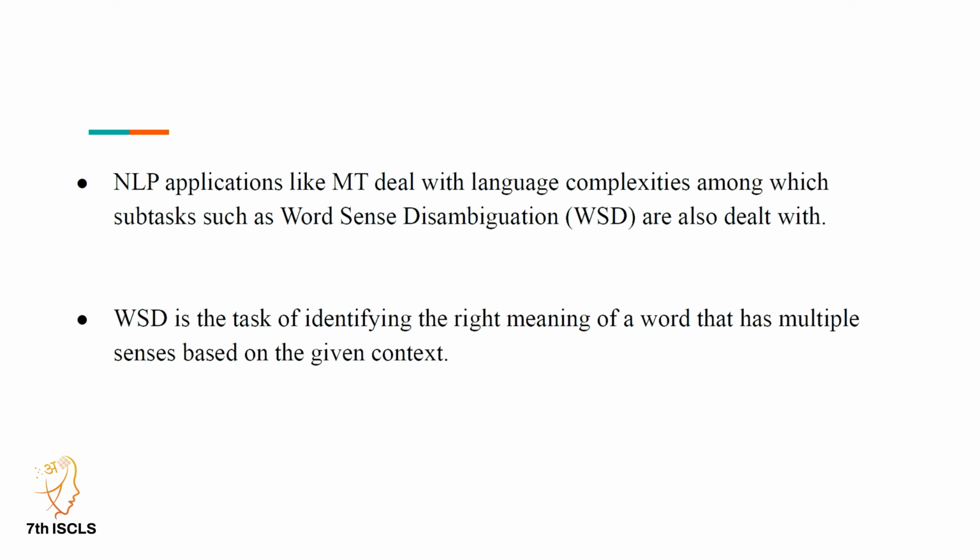Several NLP applications like machine translation deal with language complexities, among which subtasks such as word sense disambiguation are also dealt with. Just for your information, WSD is the task of identifying the right meaning of a word that has multiple senses based on the given context. It is very necessary to determine the meaning of each word in a context in order to make sense of the entire text. However, it is not a straightforward undertaking for a machine.